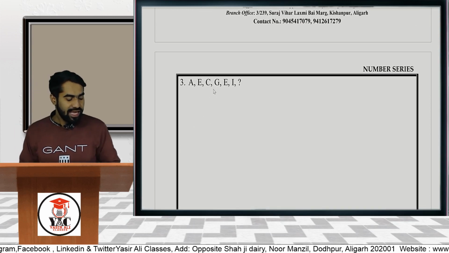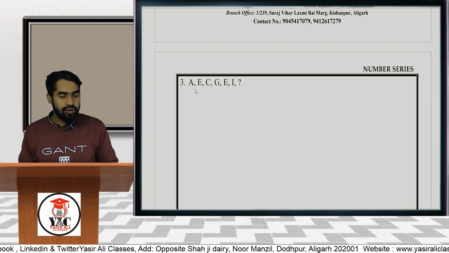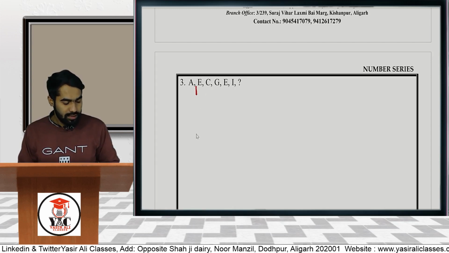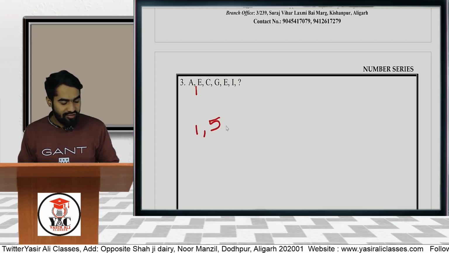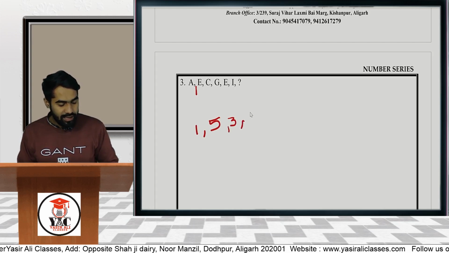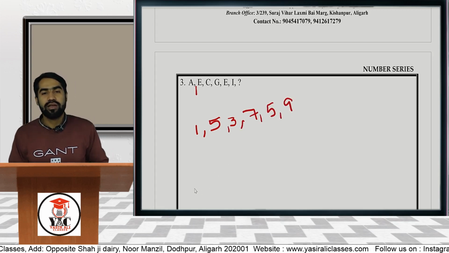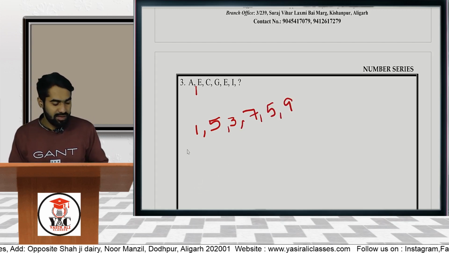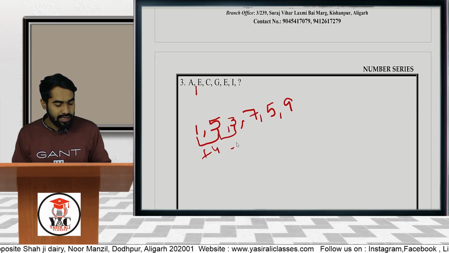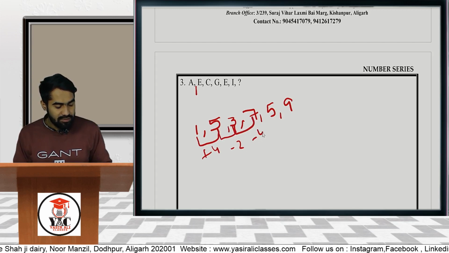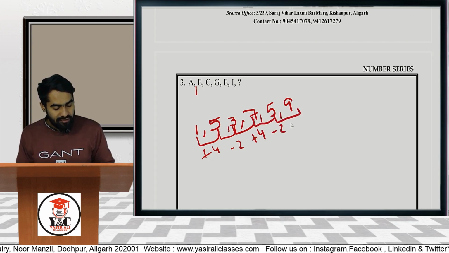Now we have the next one, A, E, C, G, E, I. Again put their positions, their ranks. A is on 1, E is on 5, C is on 3, G is on 7, E is on 5 and I is on 9. After this, again check the relationship between the numbers. 1 to 5, how can you move from 1 to 5? That is plus 4, 5 to 3 is minus 2, 3 to 7 is plus 4, 7 to 5 is minus 2, and the next one 5 to 9 again plus 4.